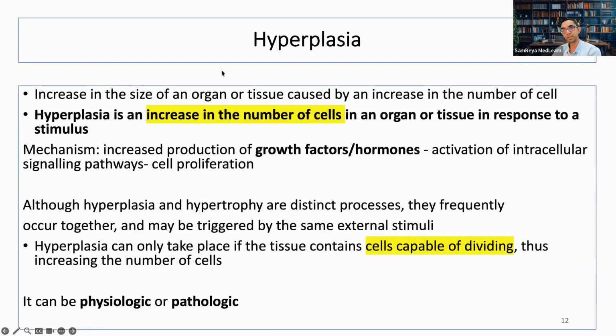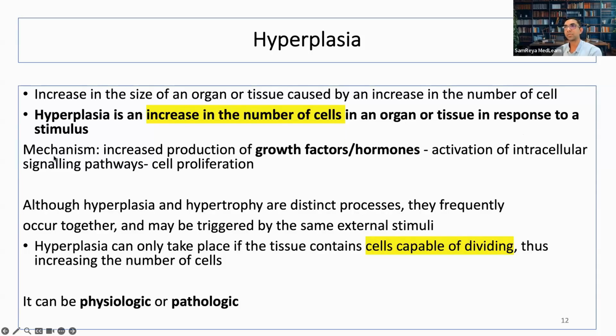So let's look at the definition of hyperplasia. This is an increase in the size of an organ or tissue caused by an increase in the number of cells. Hypertrophy was increase in the size; this is going to be about the number of cells. So this is where the cells will divide, meaning the cells which are capable of dividing, of course. Hyperplasia is an increase in the number of cells in an organ or tissue in response to a stimulus.